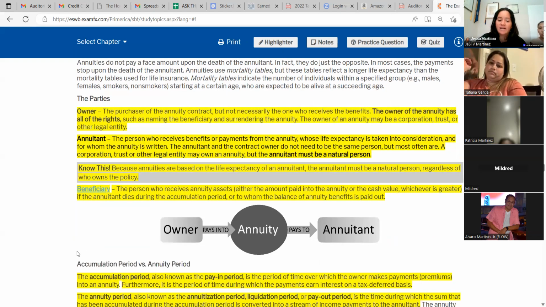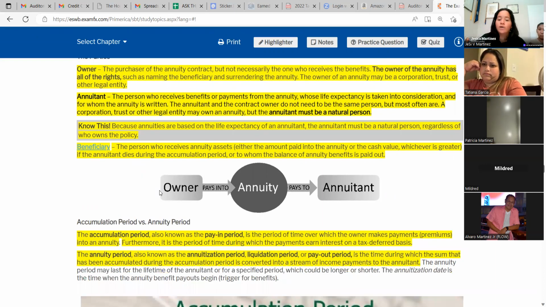The beneficiary, just like in the life insurance policy, is the person who receives the annuity assets, either the amount paid into the annuity or the cash value, whichever is greater, if the annuitant dies during the accumulation period, or to whom the balance of the annuity benefit is paid out. So the owner pays into the annuity, which pays the annuitant, right? The corporation can be paying into an annuity, and then the annuity pays the annuitant, who is the person on whom the payout is calculated based on life expectancy.